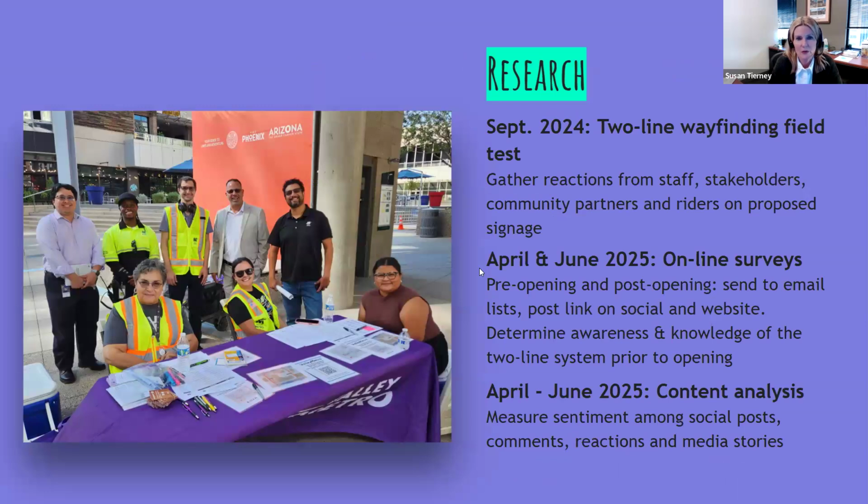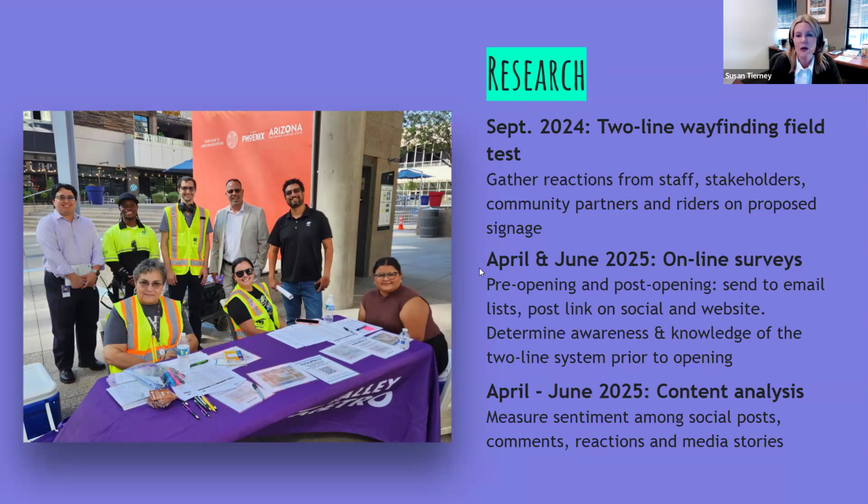So research. We started with research last year. We did go out to stakeholder groups, staff, our community partners, and riders on navigating the 2-line wayfinding with a field test and signage. And that gave us some results that I will talk about too. But basically, it was a little confusing for people. They really wanted more direction and more guidance. So we knew that we had to be very clear in the kind of messaging that we were providing before we were opening up the 2-line system.